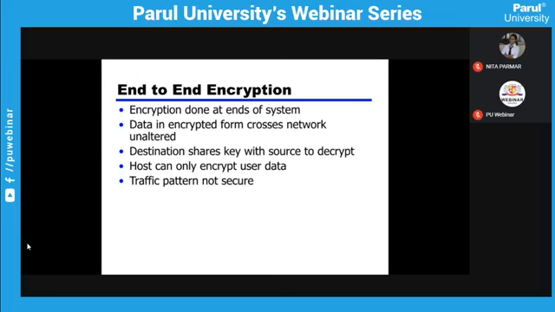Data is encrypted, and the encrypted data crosses the network. So data is not changed in between on the network. Encryption is ensured, and the destination shares its private key with the source, so that the destination may be able to decrypt the original message, and only the host can encrypt the data, and only the receiver will decrypt the data. And in this end-to-end encryption, the traffic pattern is not secure, so that is a concern.